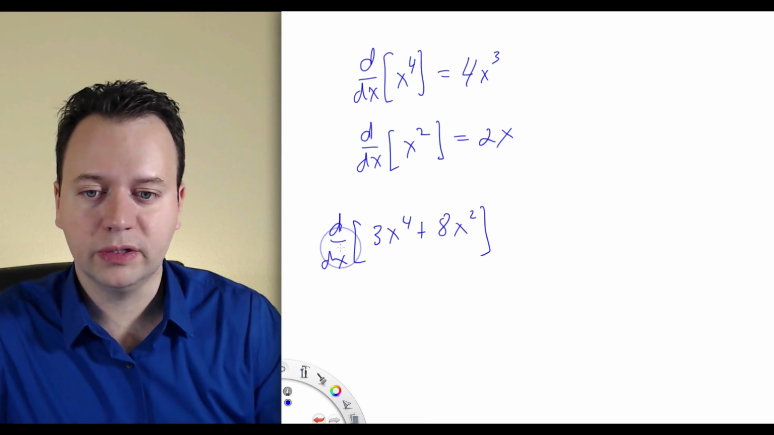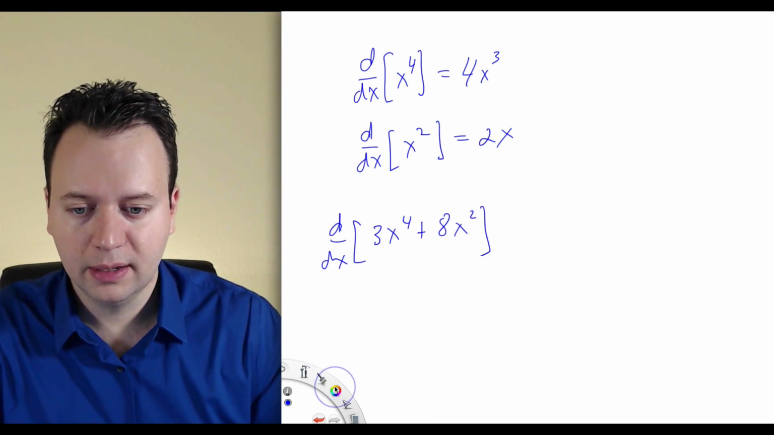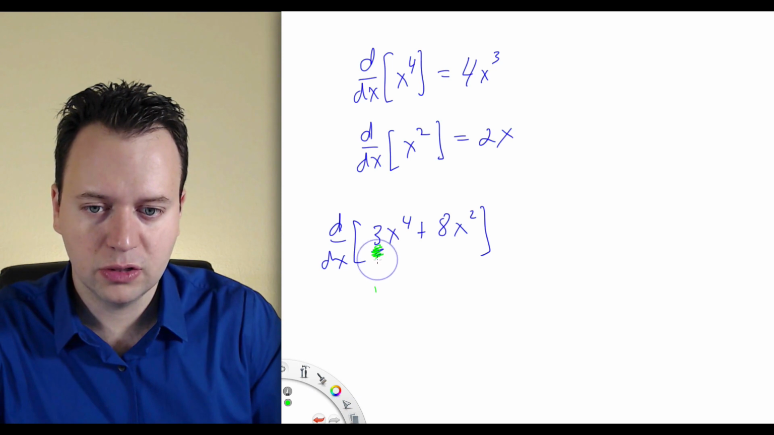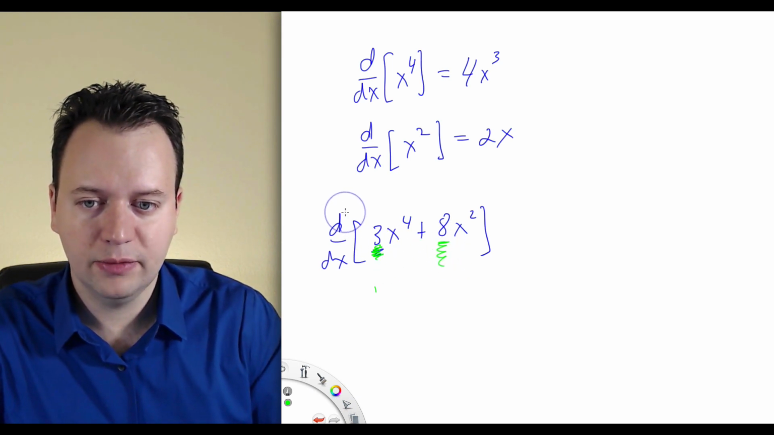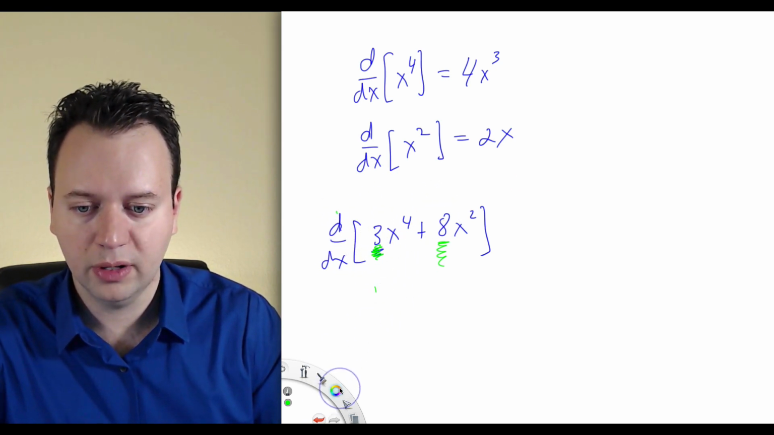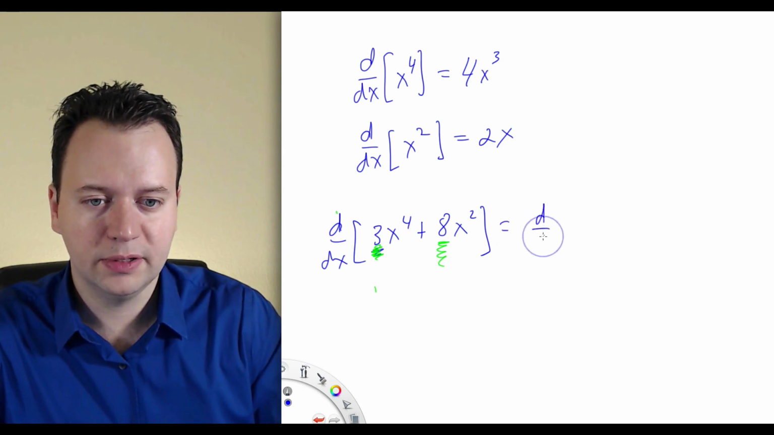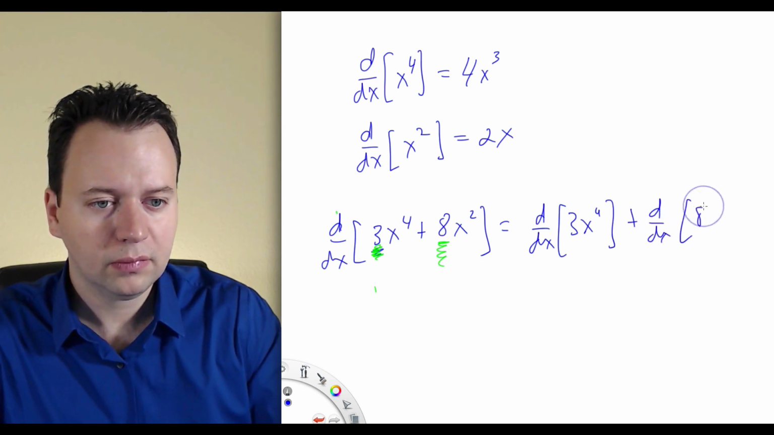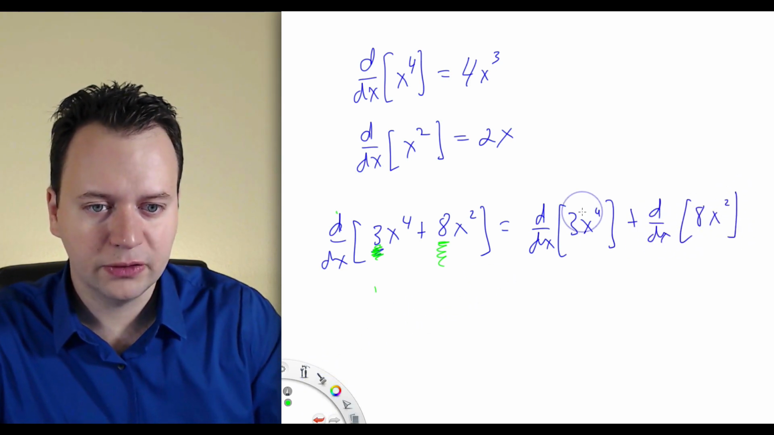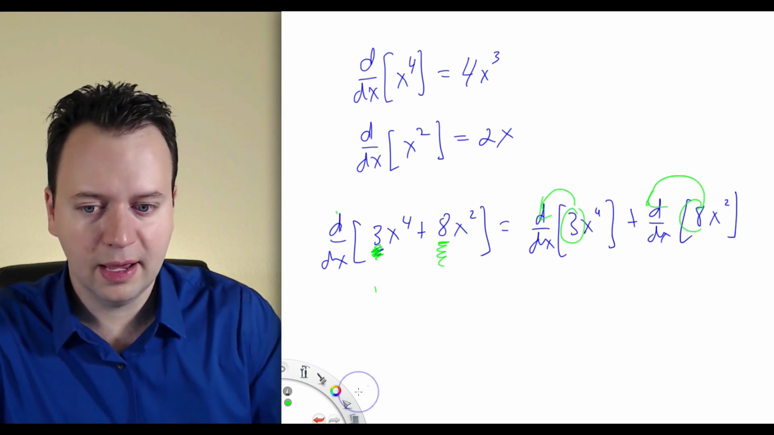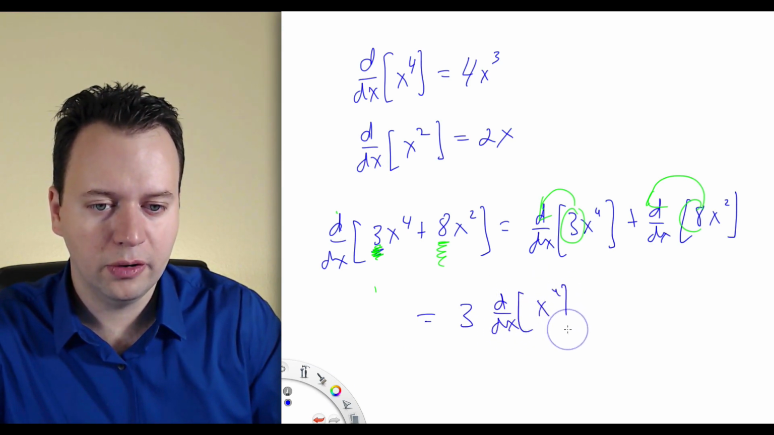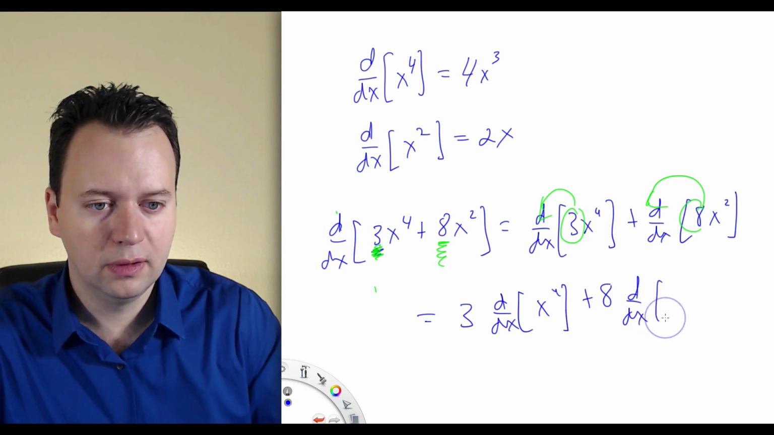Well, using the derivative rules, this derivative acts linearly. In other words, what we have here is a constant coefficient and a coefficient, and then it's a sum. So the coefficients come out of the derivative, and the derivative acts on each term separately. Just showing you all the steps, it's the derivative of 3x to the fourth plus the derivative of 8x squared. And then next, we can pull these constants out as well. So we get 3 times the derivative of x to the fourth plus 8 times the derivative of x squared.